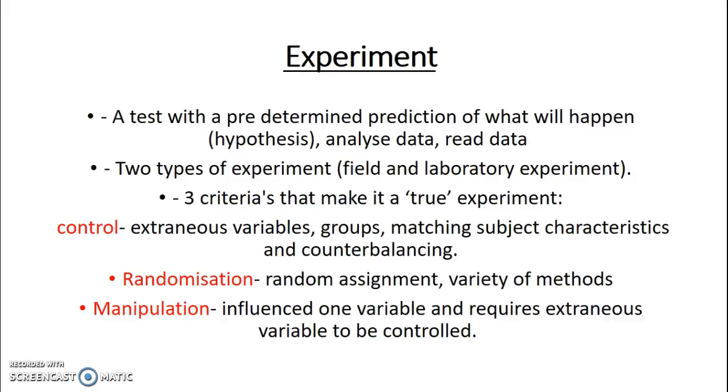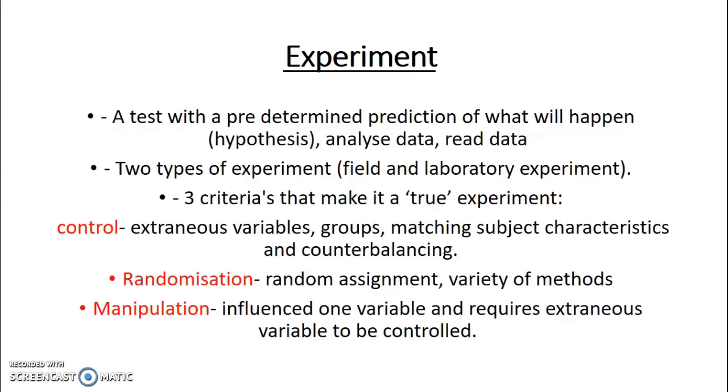That is control. So this is control of extraneous variables, anything that will affect the experiment from outside of it. The control of the groups, who's involved, matching the subject characteristics, so actually looking at the traits of the subject you're studying, and counterbalancing the experiment as well. The second thing is randomization.